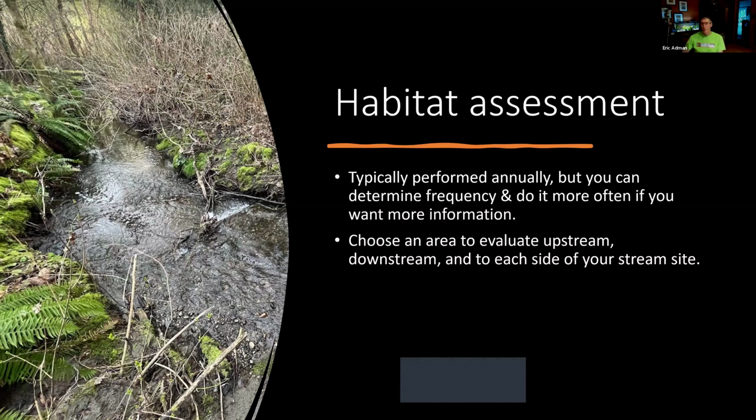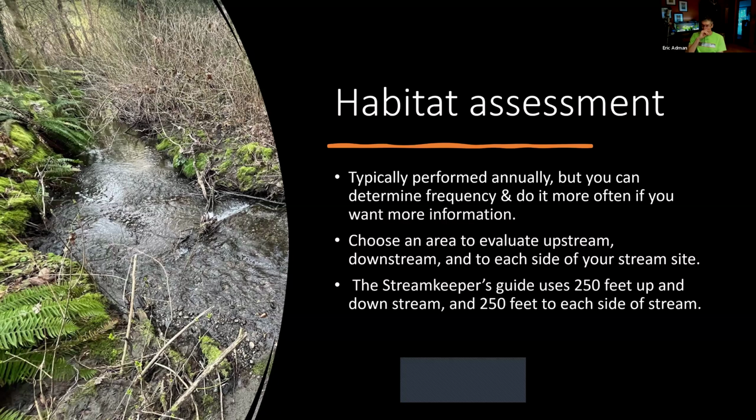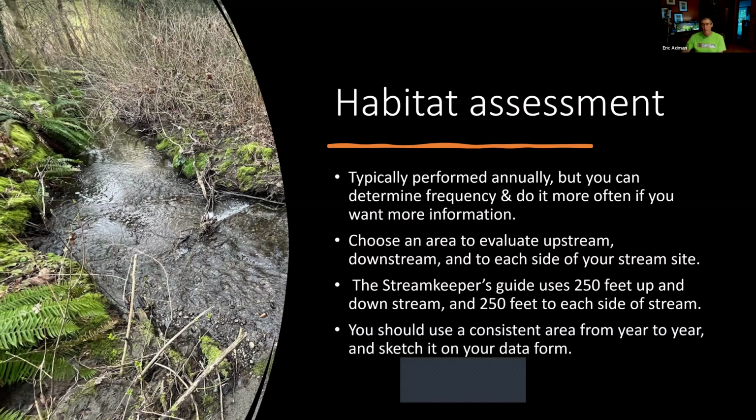In terms of the habitat assessment, it's more than just the in-stream, it's also the area surrounding it. So you want to pick an area around your site that encompasses a distance upstream, downstream, and off to each side. In the Streamkeeper's Guide, they recommend using 250 feet upstream and downstream. I would say you can pick whatever size is feasible for you. If you're going to do this year to year, just be consistent in the size of the area that you pick.